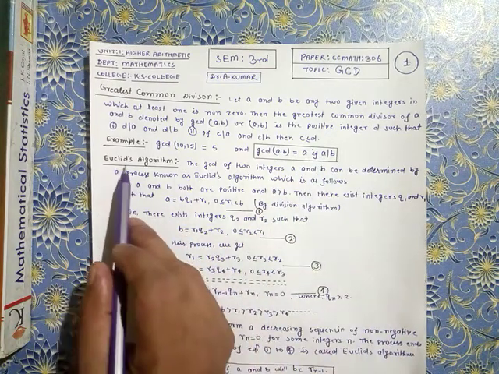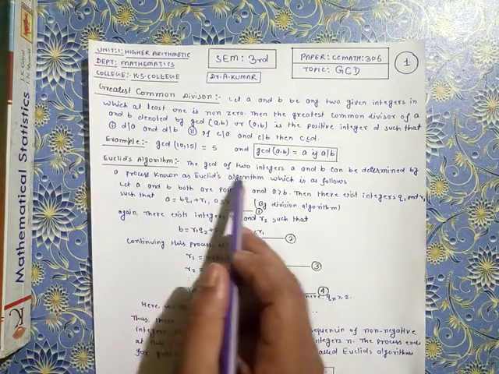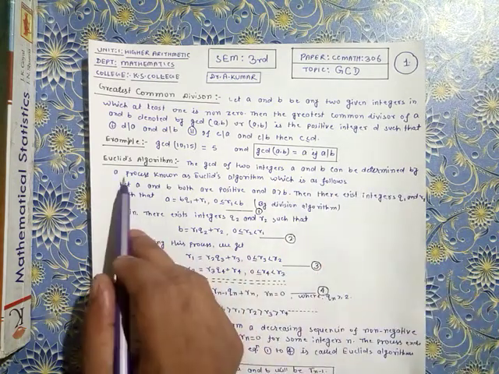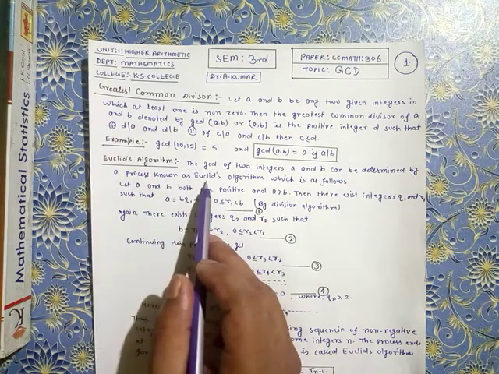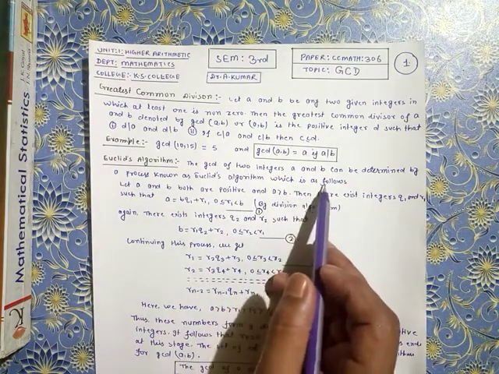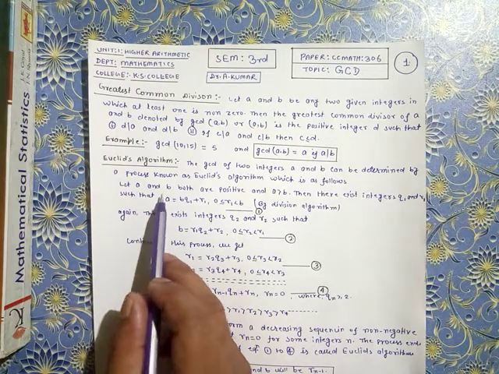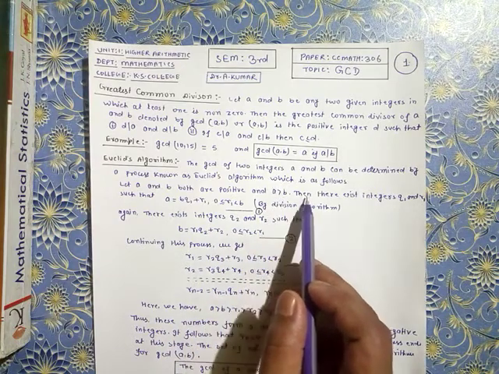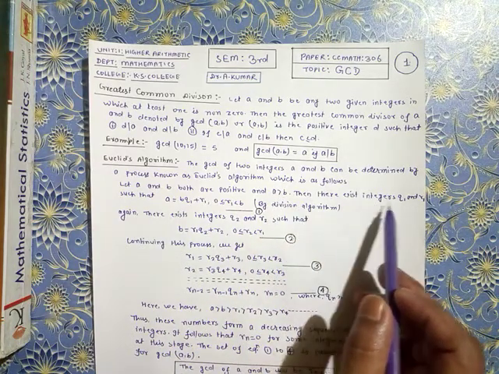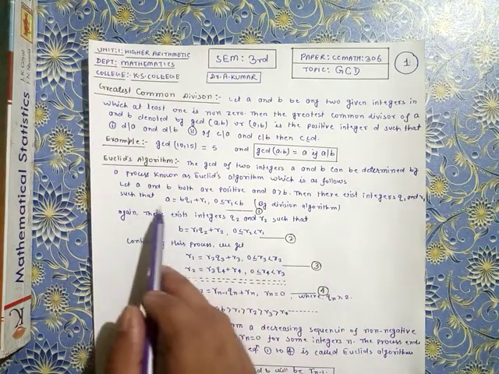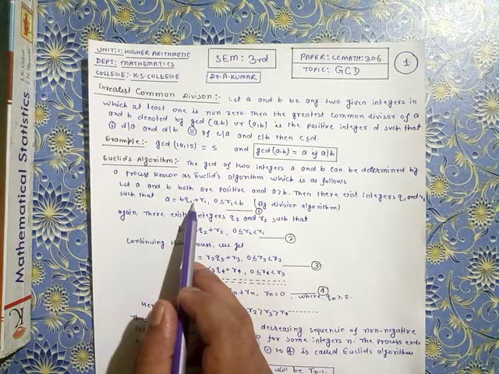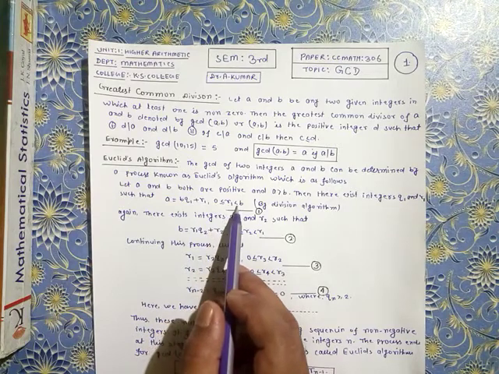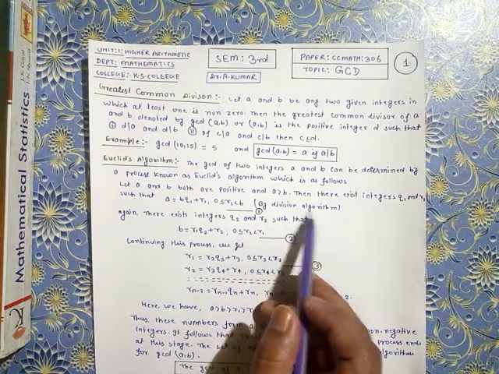Example: GCD of 10 and 15 equals 5, and GCD of A, B equals A if A divides B. Euclid's algorithm: the GCD of two integers A and B can be determined by a process known as Euclid's algorithm, which is as follows. Let A and B both be positive and A greater than B, then there exist integers q1 and r1 such that A equals b q1 plus r1, 0 less than or equal to r1 less than b, by the division algorithm.